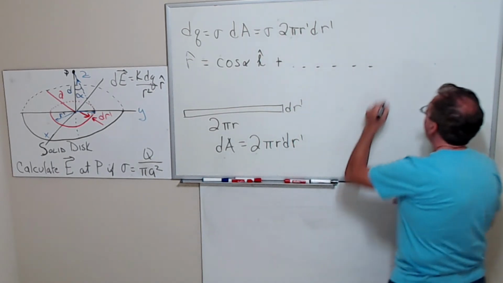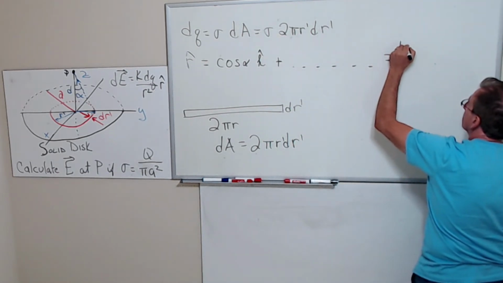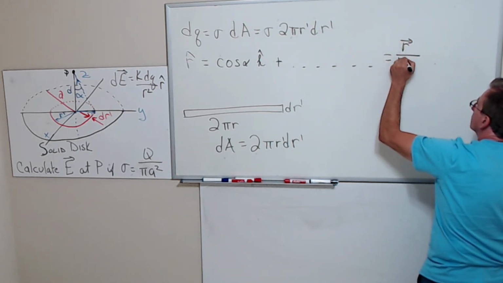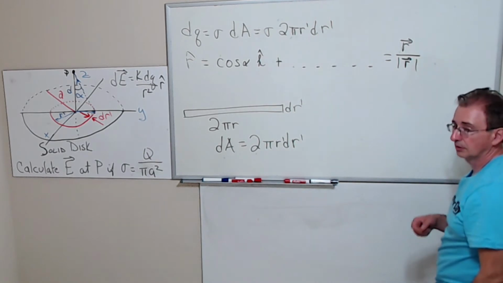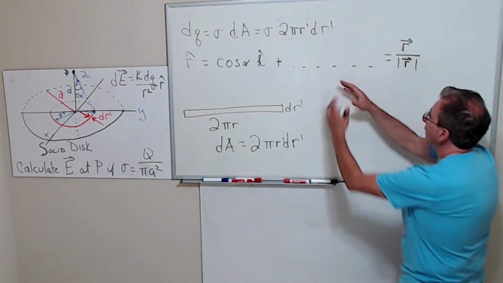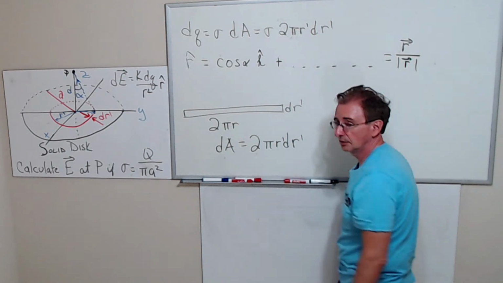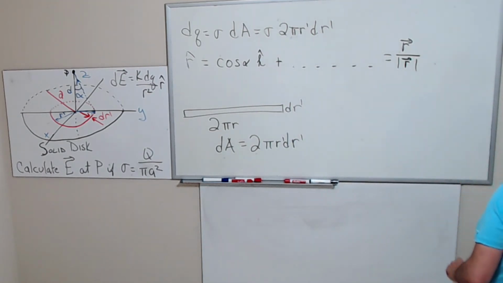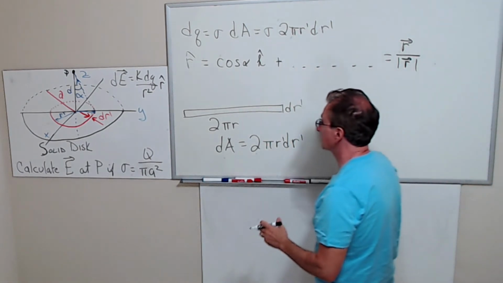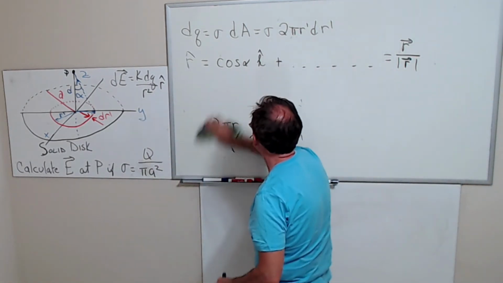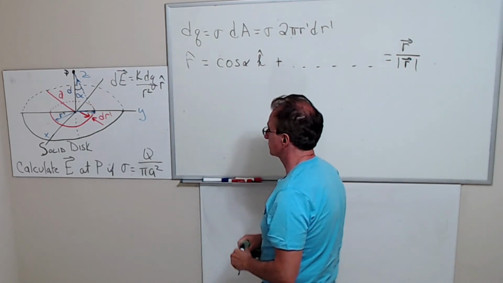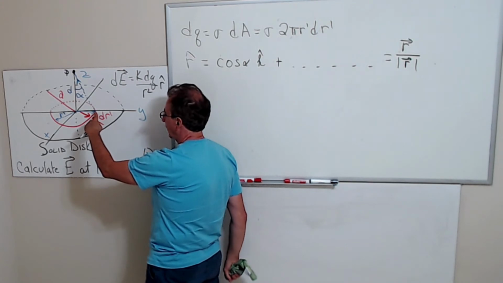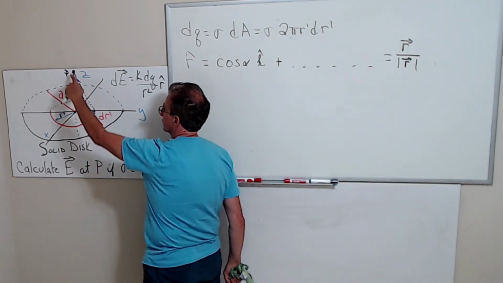And again, r hat can also be written as the vector r over its magnitude. But I'm not considering the entire vector. I'm only focusing on this term, because that's the only term that's going to survive in the integral. The last term I need is this r squared, which is the square of the distance from an element dq to point P.